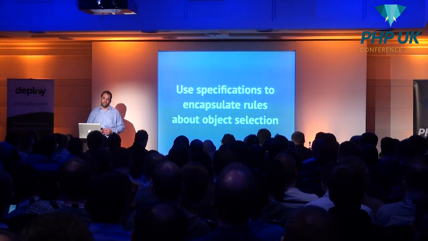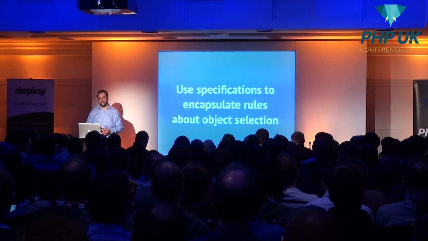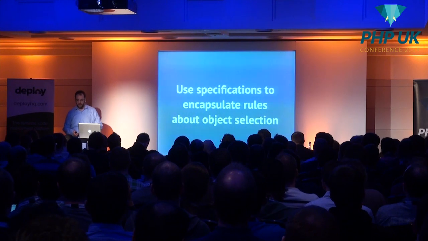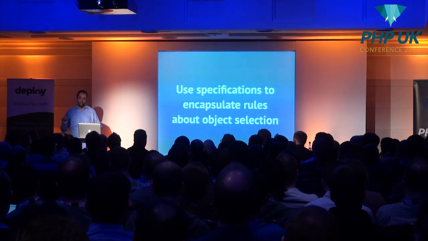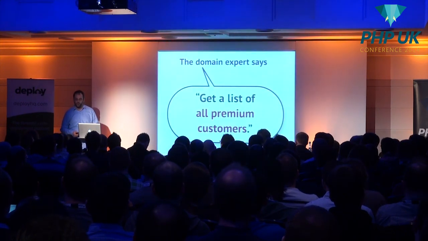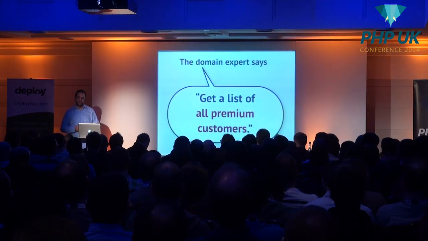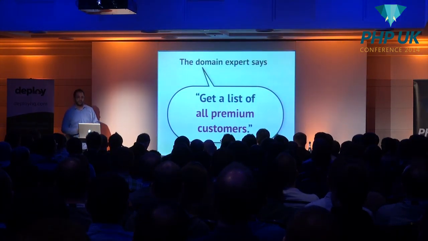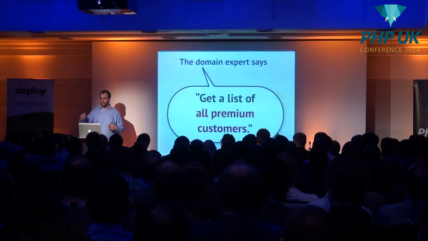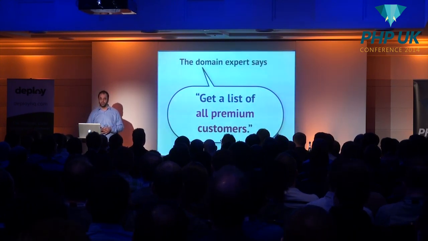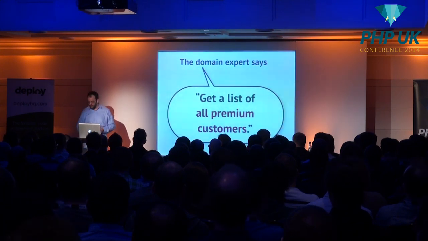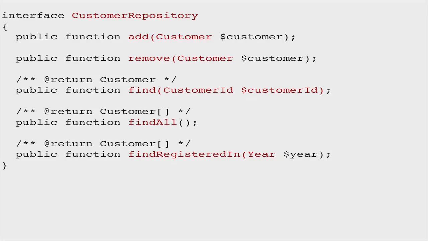But of course, our domain expert comes back and he says, well, this is nice, we're making money off this new feature, but we're kind of losing track. We are growing and we don't know how many premium customers we actually have and how many special offers we are sending them. So can you just make me a list of all the premium customers? And well, before we do this, we need to get into what is a repository. We haven't really covered that.